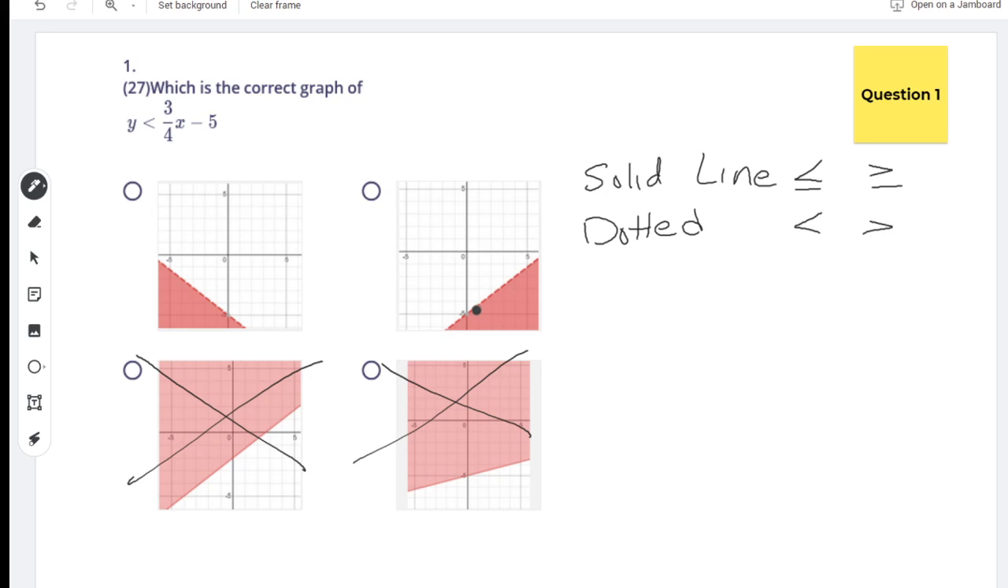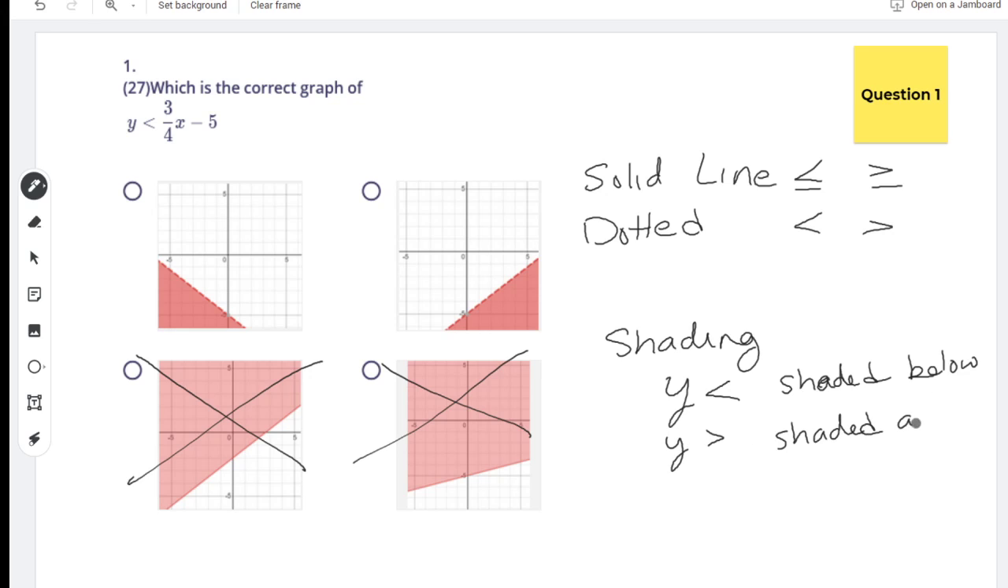And so then I'm going to look at the shading. So when I have my shading, we can tell from above the line or below the line based off of what our inequality says as well. So if it says y is less than, it's shaded below. And if it says y is greater than, it'll be shaded above. Now both of these are shaded below, so the direction of our inequality isn't quite going to help us.